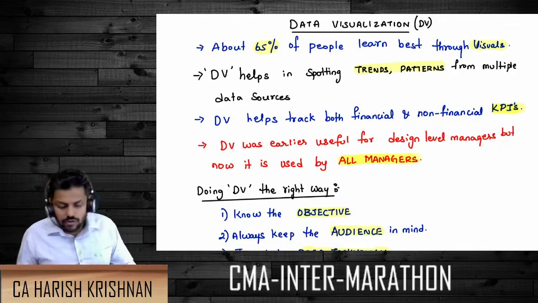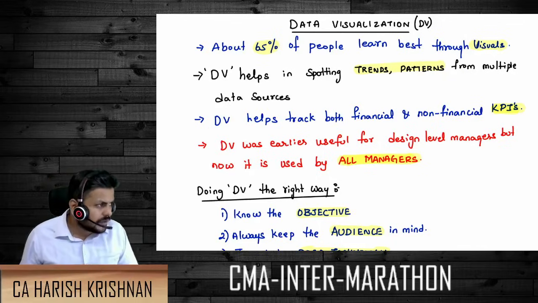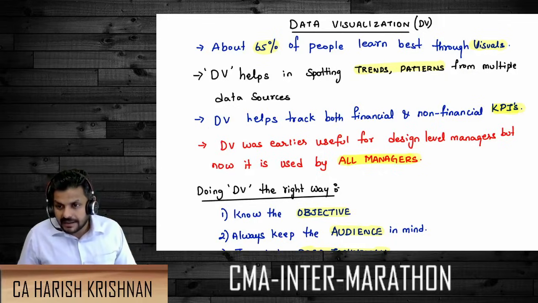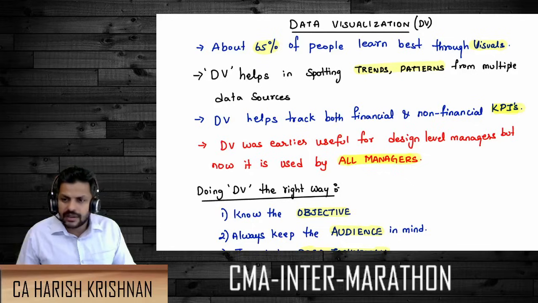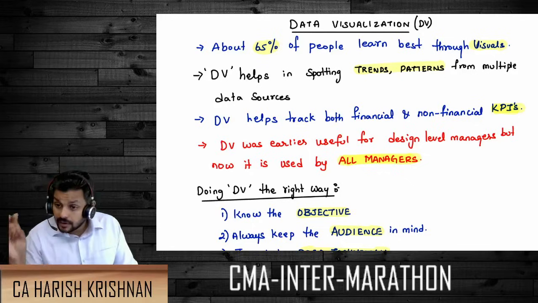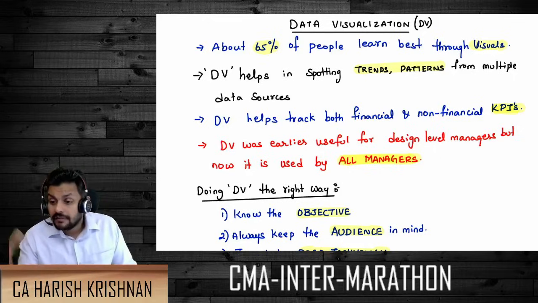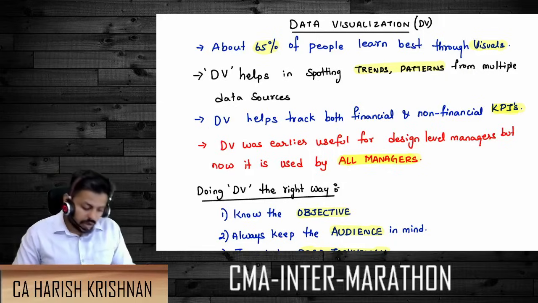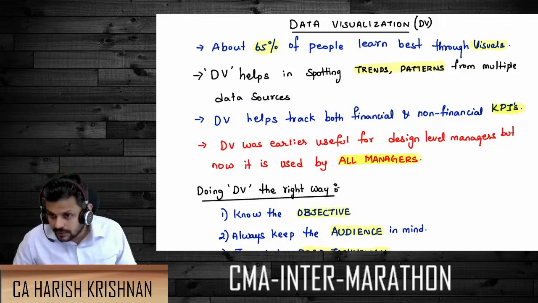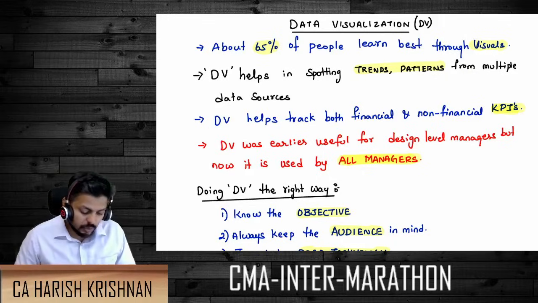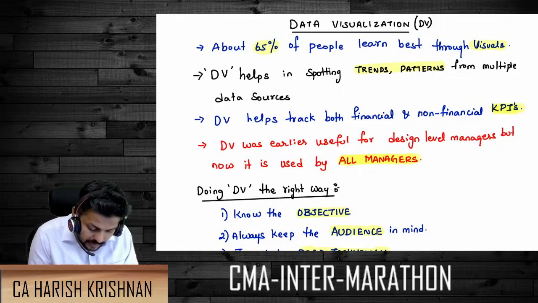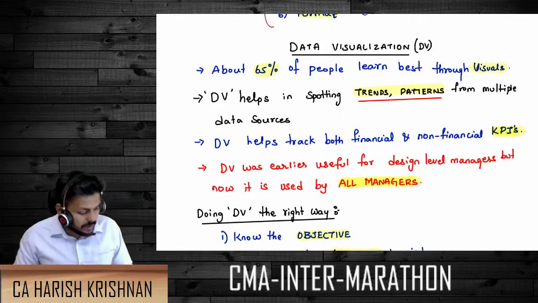So data visualization, what is this concept all about? Presenting data in a very visually attractive manner through graphs, dashboards, or other mechanisms is called data visualization, which is a very easy method of presenting eye catchy information, used for better decision making. Okay, so on that note, let us see what it says: 65% of people learn best through visuals. So data visualization helps in spotting trends and patterns. See, we have summarized these very important points and kept them, so it will be useful for us.